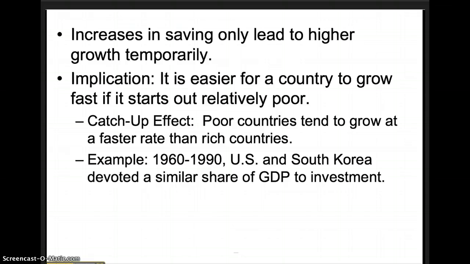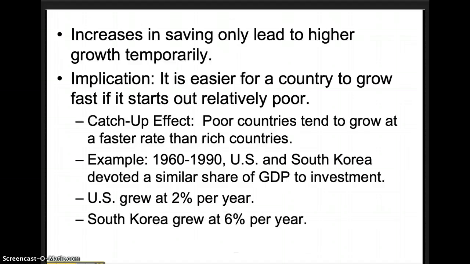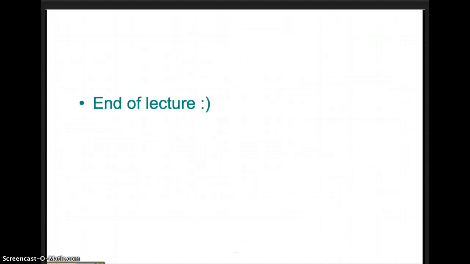and South Korea devoted a similar share of GDP to investment. The U.S. was already relatively rich, therefore we grew at a slow pace, about 2% per year. South Korea was relatively poor, therefore they grew at a much faster pace, about 6% per year.